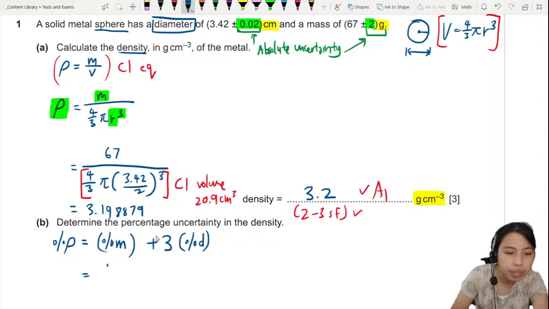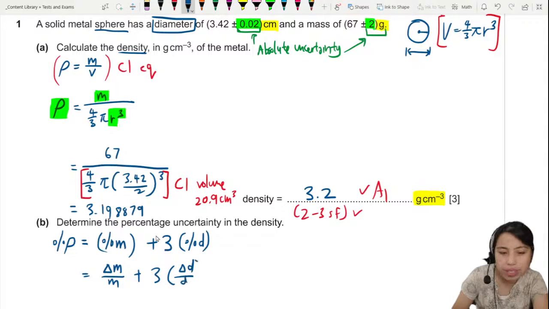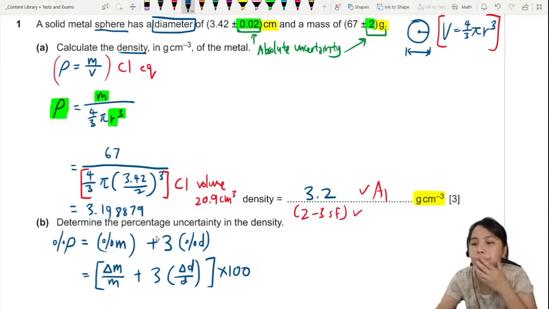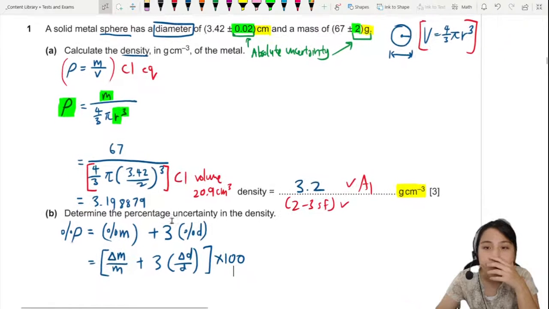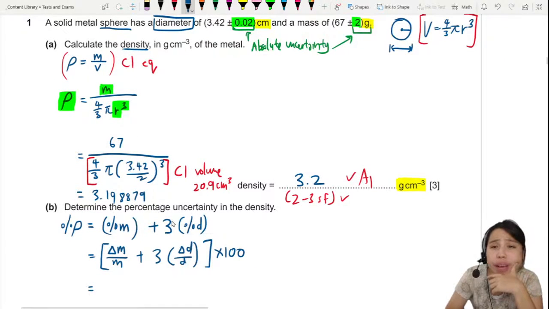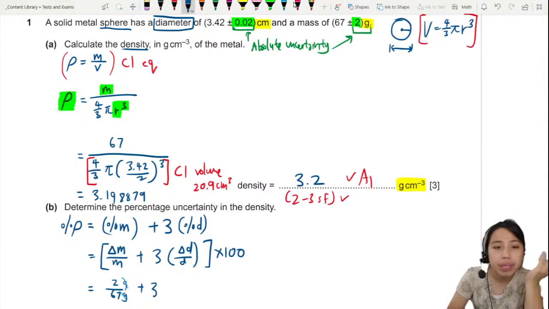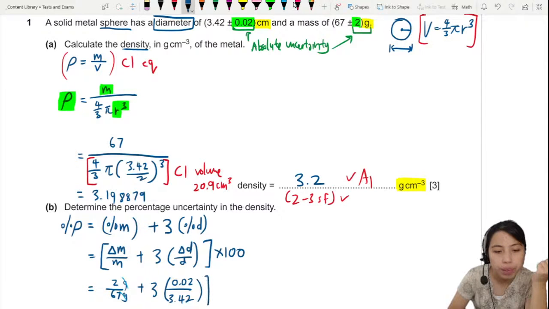So to find the percentage in M, I need to do absolute uncertainty in M over M value plus 3 times the absolute uncertainty in D over the D value. And this whole thing, because percentage, I need to times 100. Okay, let's do it. So mass, 2 grams over 67 grams. This gram and gram, you do not need to write them because they cancel out. Very nice. Next, diameter or radius, up to you. You can use either one. 0.02 over 3.42. Close bracket.